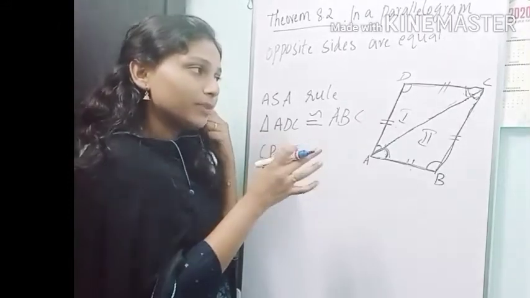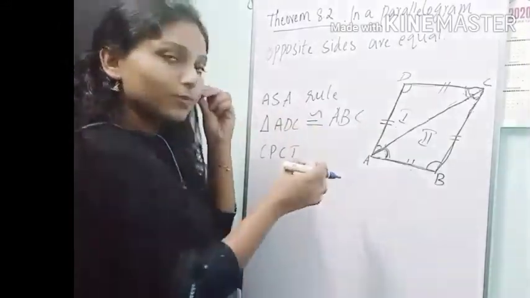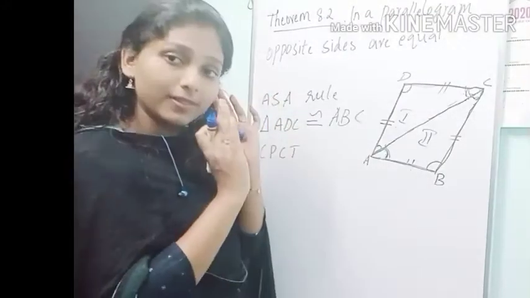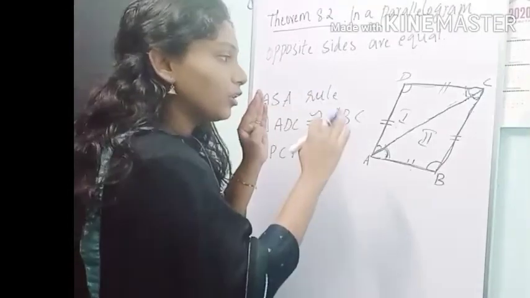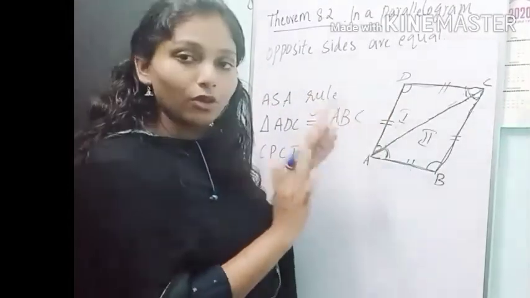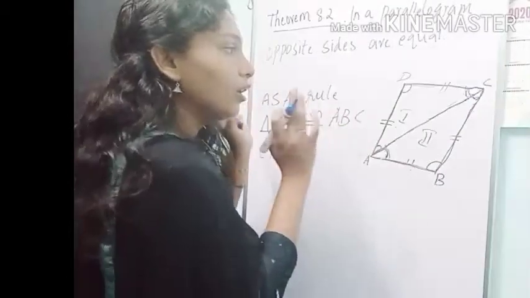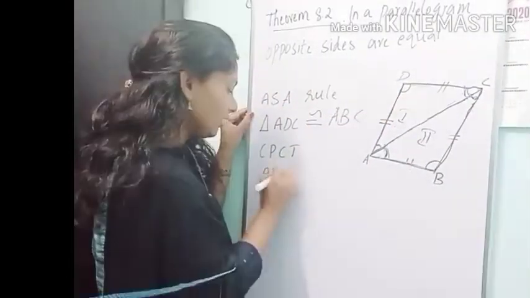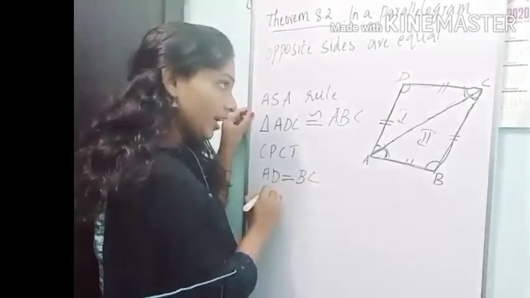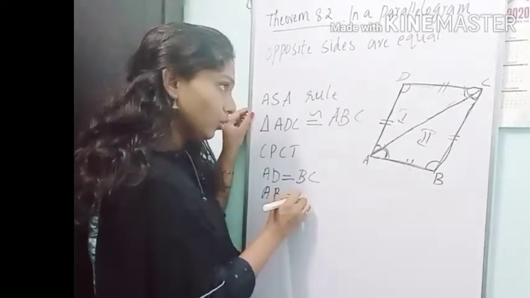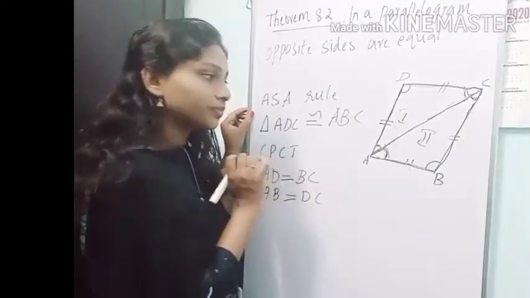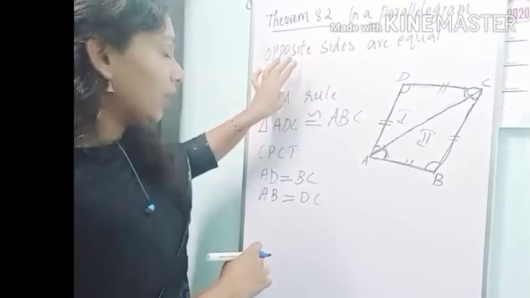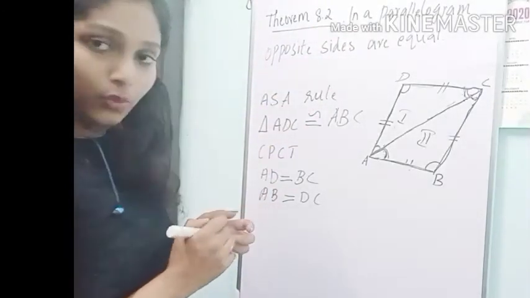Use CPCT, corresponding parts of congruent triangles. Both triangles are congruent, so corresponding parts of congruent triangles are equal. So we proved AD equal to BC and AB equal to DC. Both are opposite sides. So we proved that in a parallelogram opposite sides are equal. Okay.